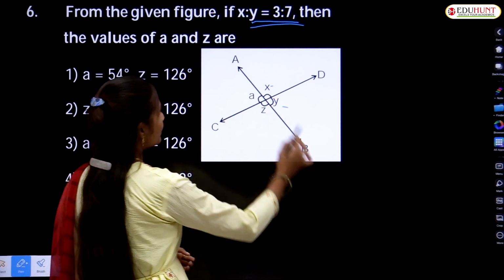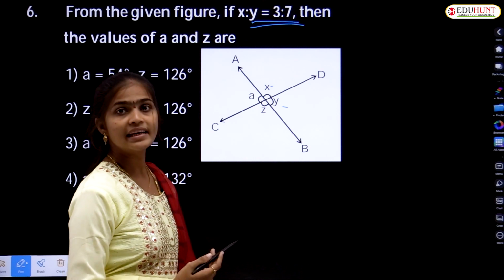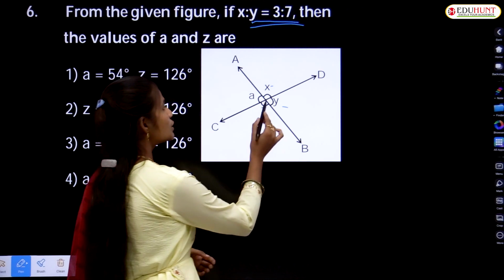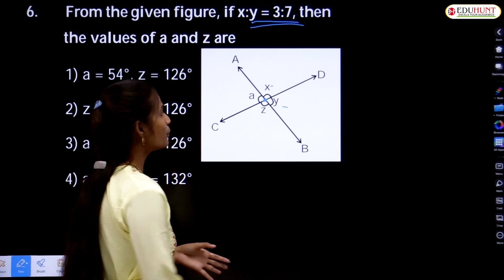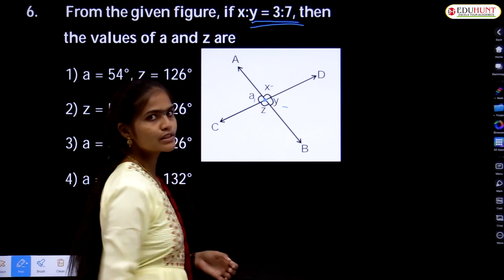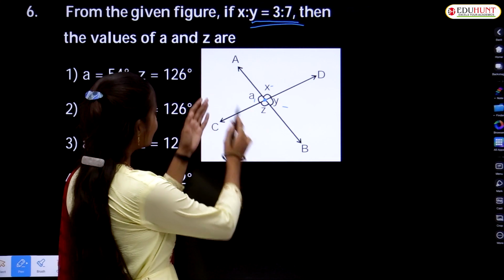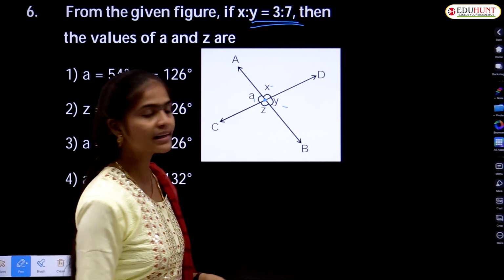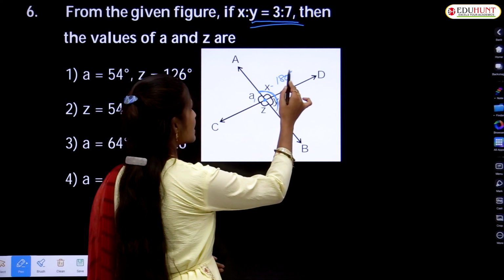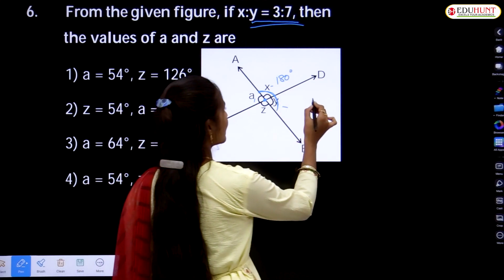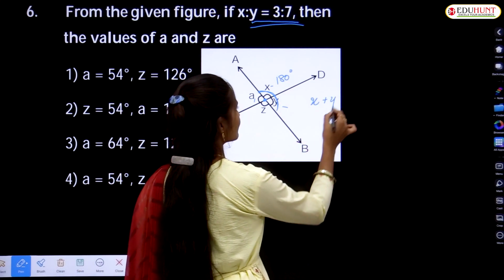Here AB and CD, those two are intersecting lines. So which means this is the intersecting point, no? So at that intersecting point, the total angle is equal to 360, we know that. But if you consider only AB as a straight line, then the total angle is equal to 180 degrees. Yes or no? So here x plus y is equal to 180 degrees.